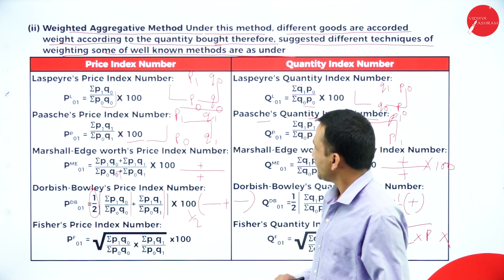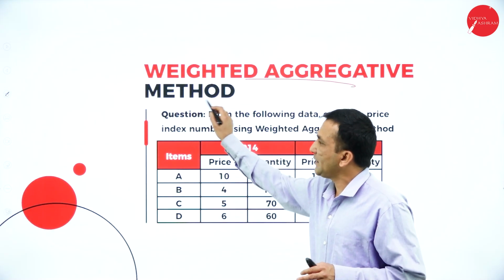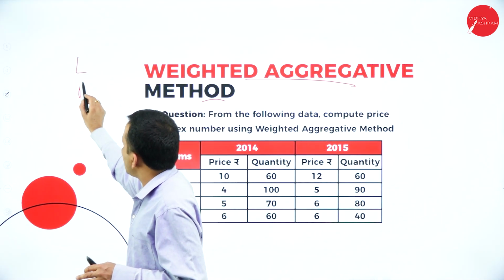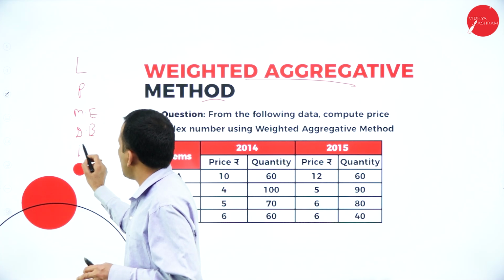Moving forward, there is one question based on the weighted aggregate method, because you must remember there are: first one Laspeyres, Paasche, Marshall-Edgeworth and Drobisch-Bowley. Last one is Fisher's.